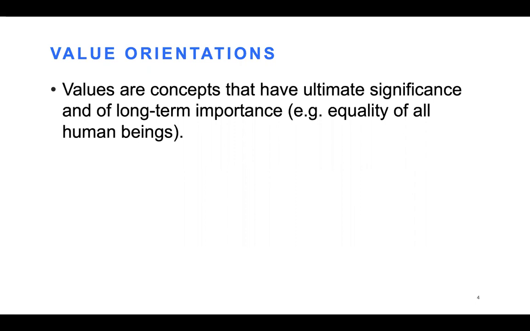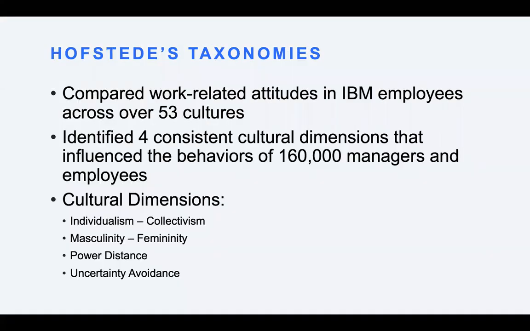This chapter enables you to recognize that values, which are concepts that have ultimate significance and are of long-term importance, provide criteria for us to evaluate our own behaviors and those of others. Essentially, value orientations influence how we communicate with others. Let's start by talking about Hofstede's cultural dimensions, or Hofstede's taxonomies.